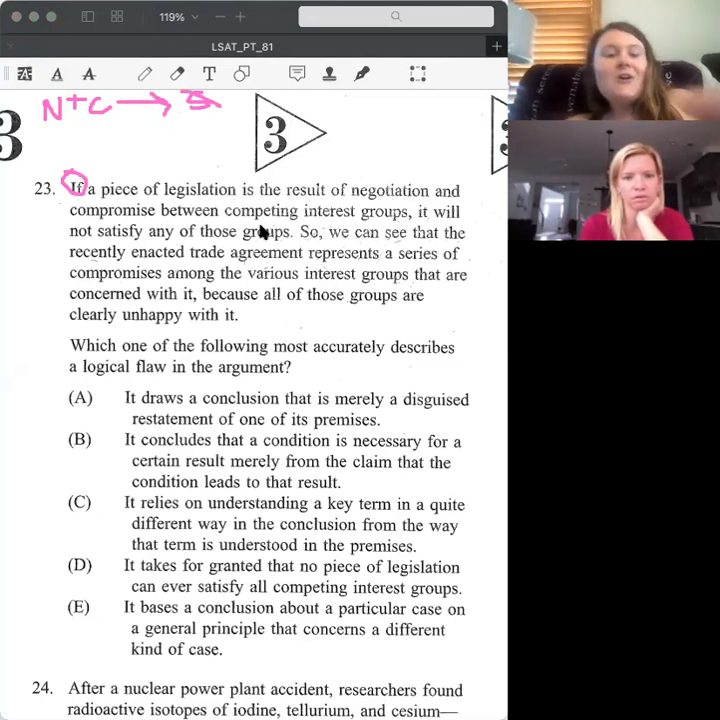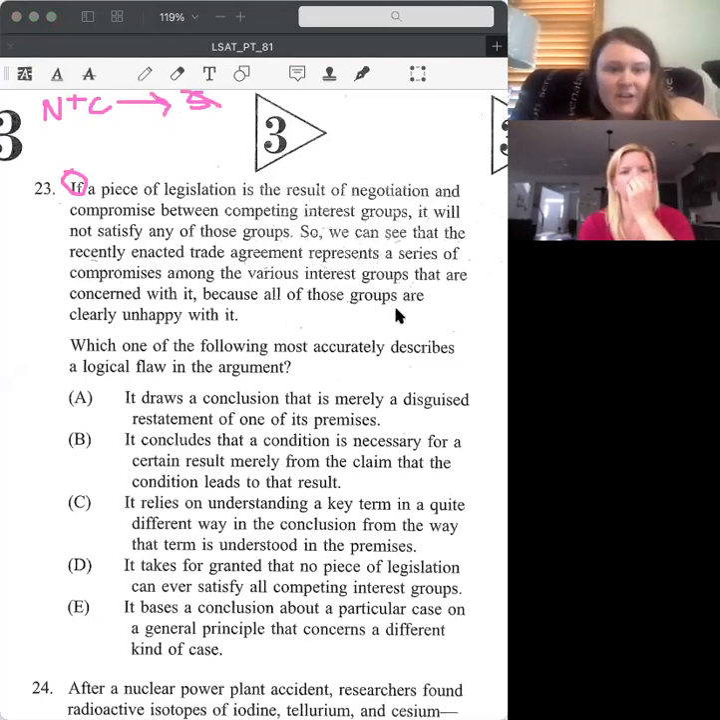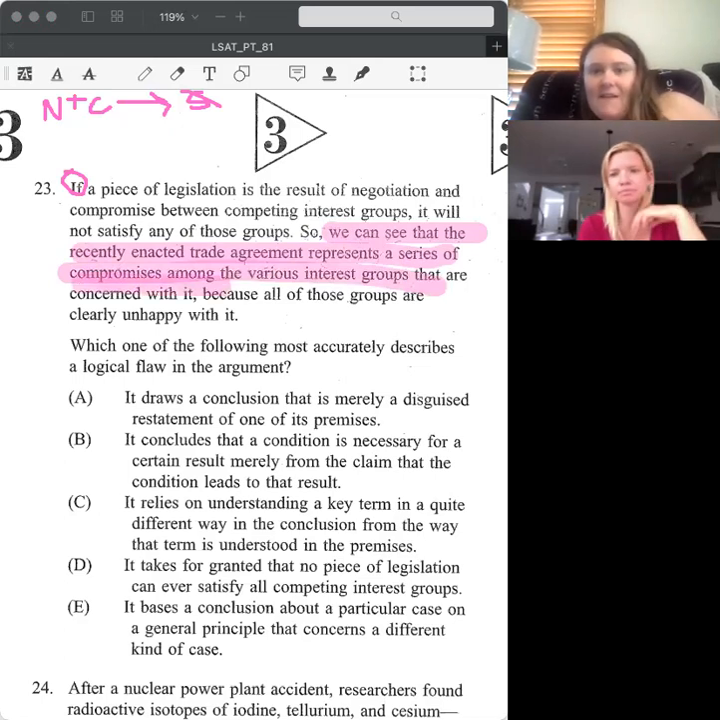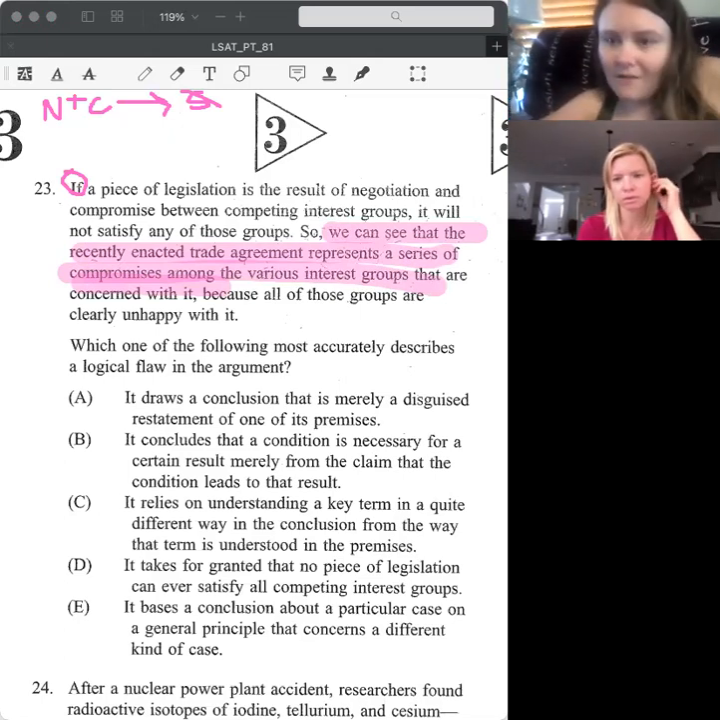All right, so we can see that the recently enacted trade agreement represents a series of compromises among the various interest groups that are concerned with it, because all of those groups are clearly unhappy with it. All right, so our conclusion here is that this trade agreement must have been a series of compromises because everybody is unhappy with it. Is that a valid conclusion? No. What kind of flaw is this?